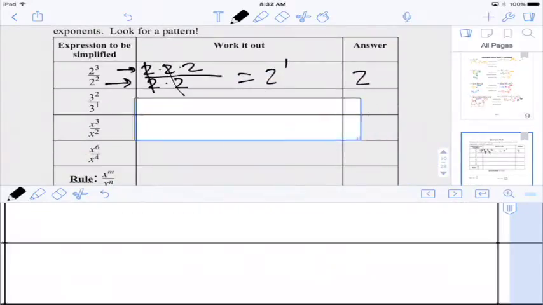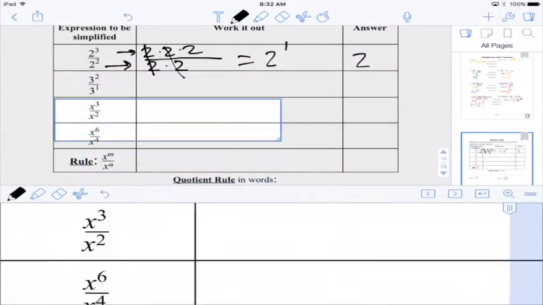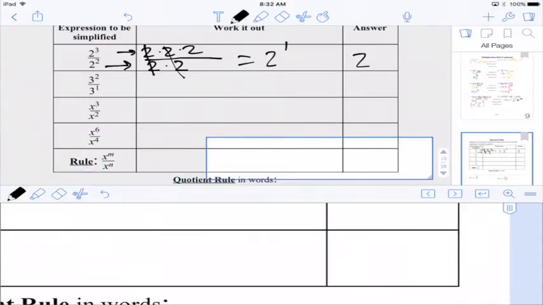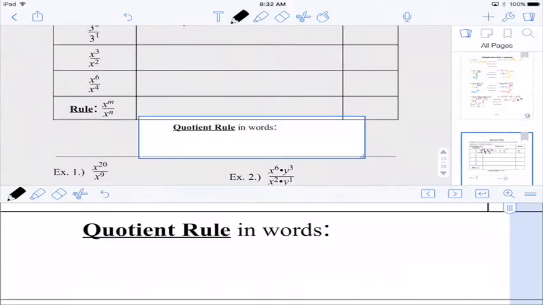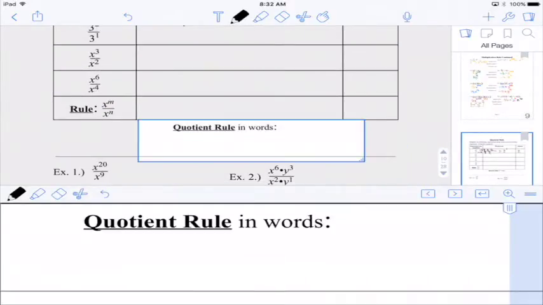So what I want you to do is the same as the multiplication, fill in the rest of this table and see if you can figure out the quotient rule in words. That's all up to you. Pause this right now and give it a shot.